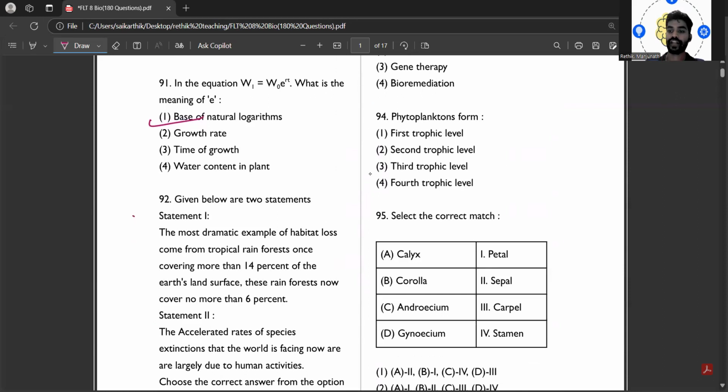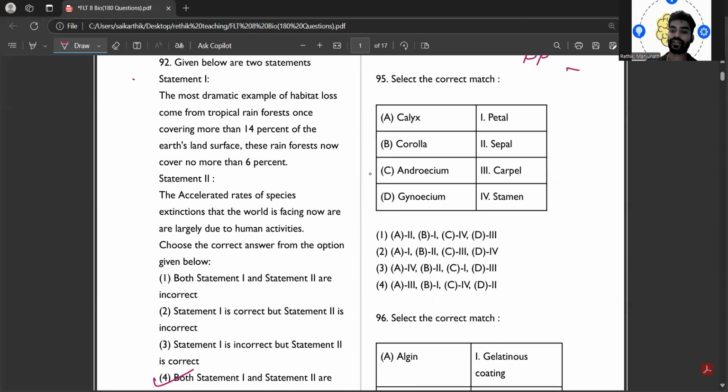Phytoplanktons form what? It actually forms the first trophic level. You know the chart here: first will be the primary producers, then we will have the primary consumers, then the secondary consumers, and last a tertiary consumer. Phytoplanktons will actually come as the first trophic level here.